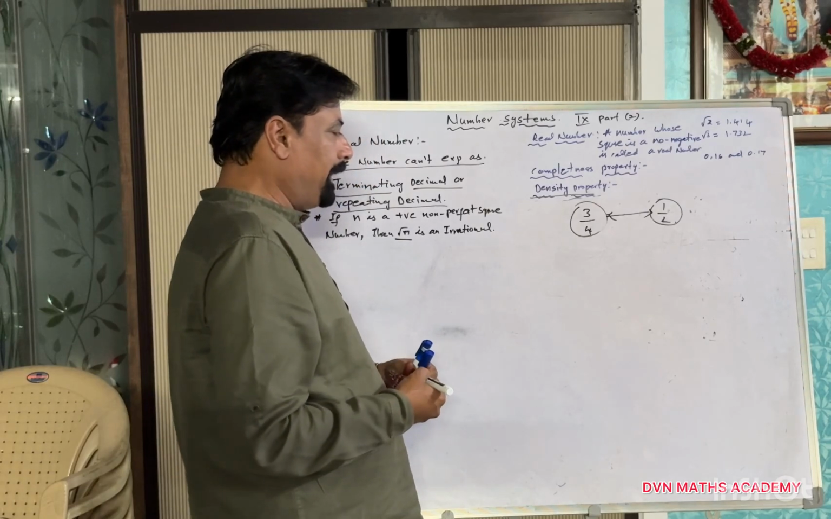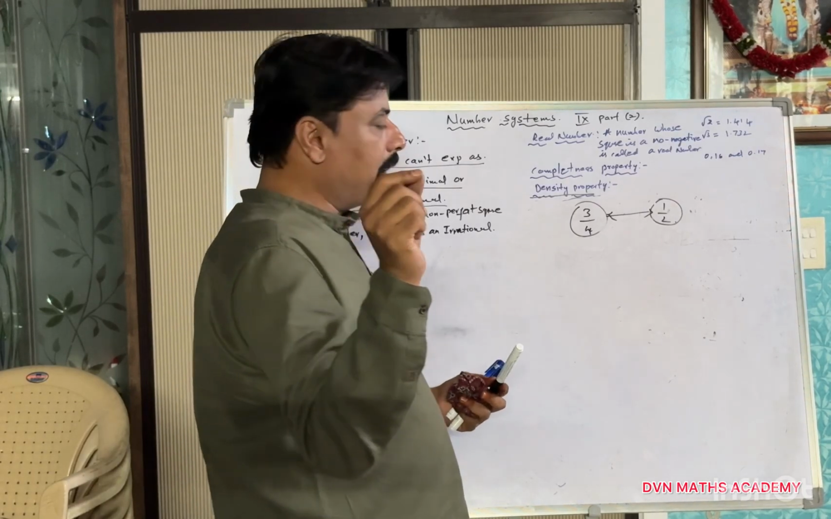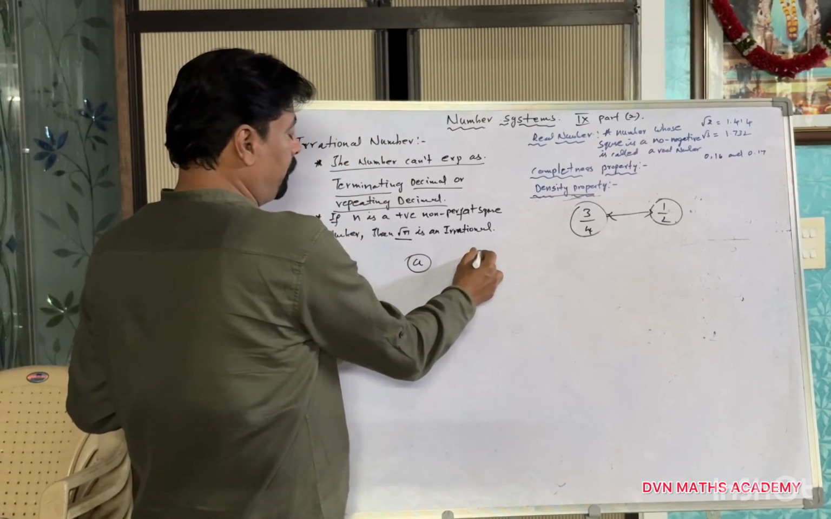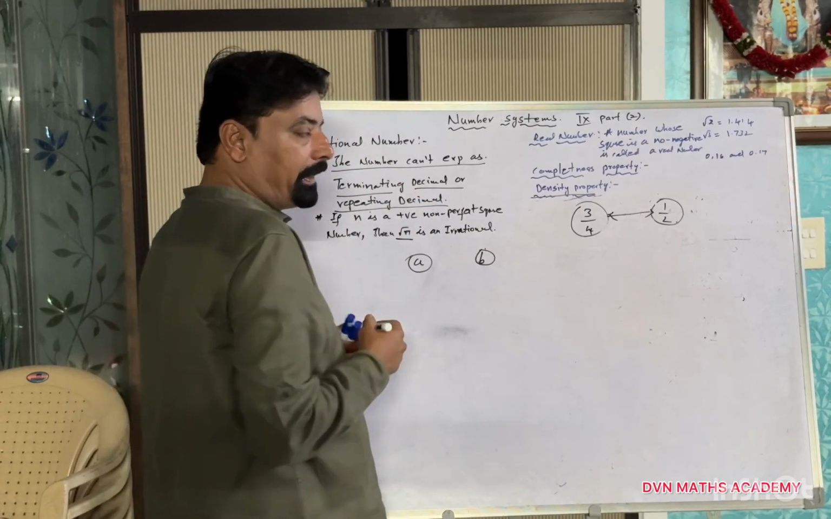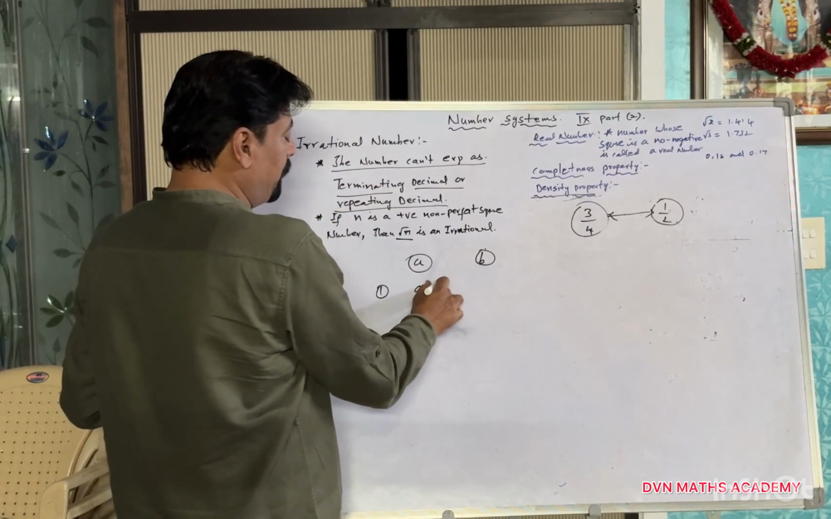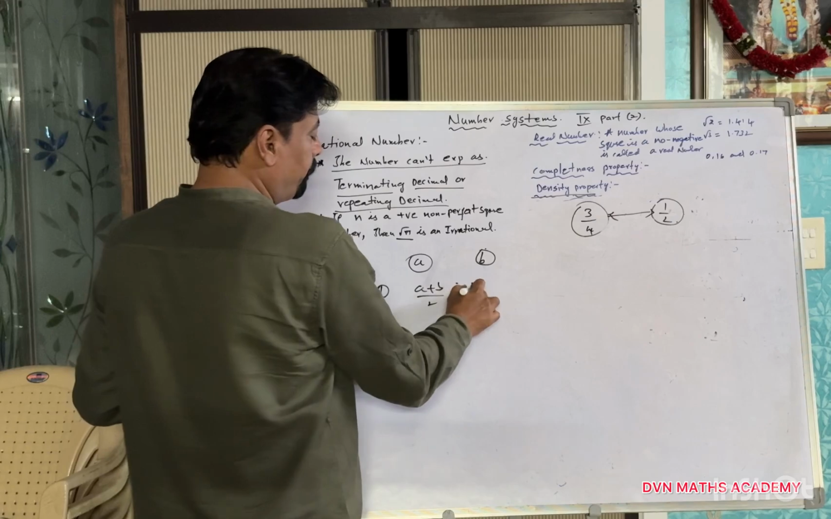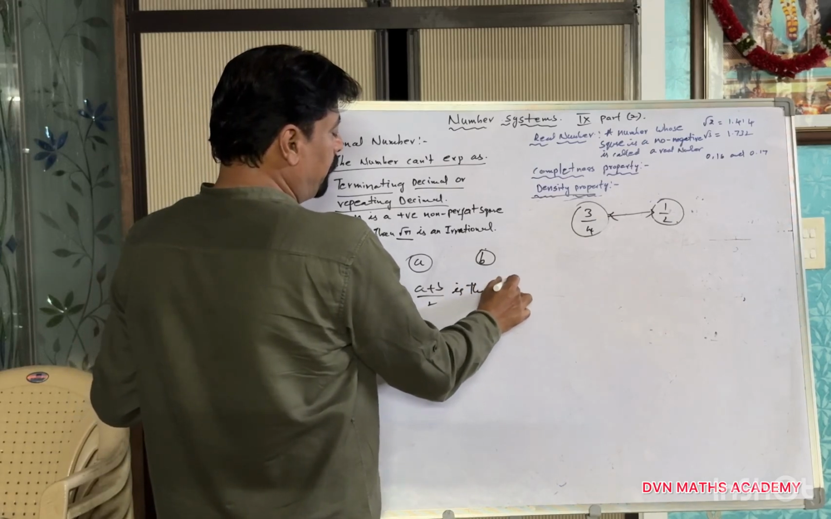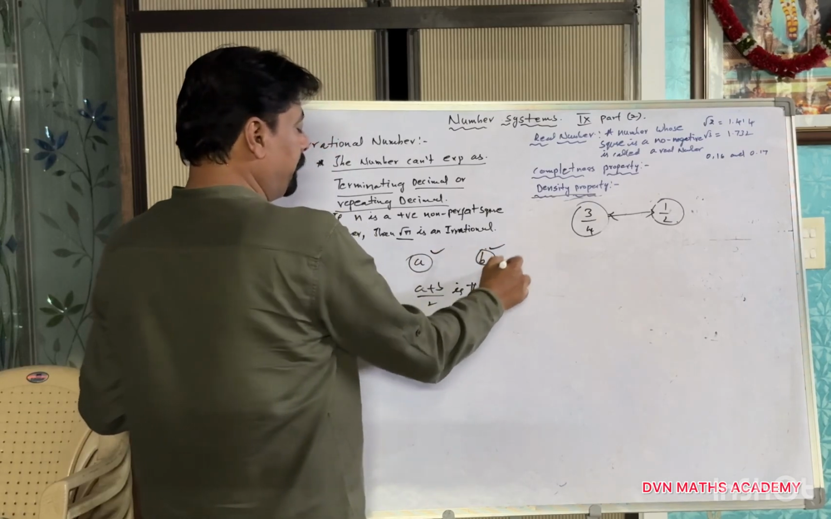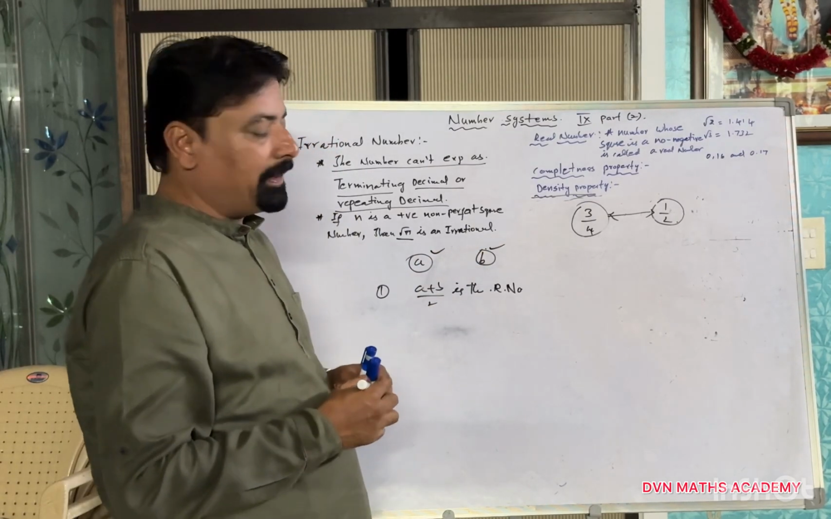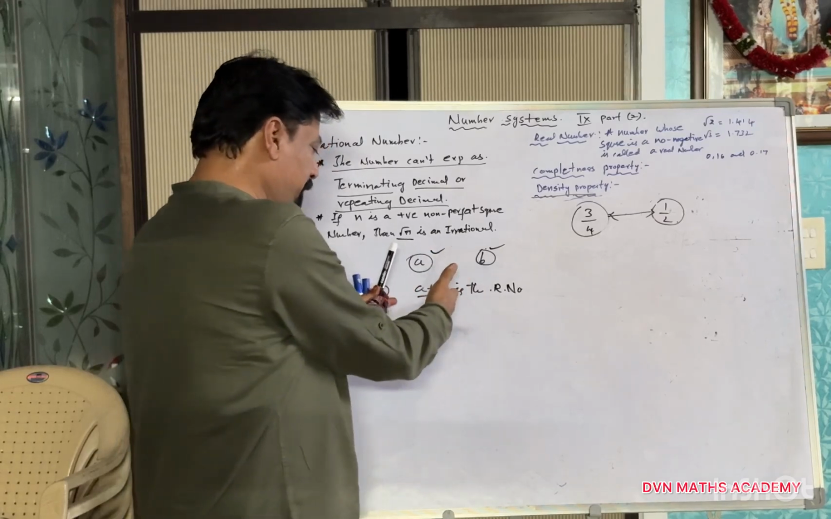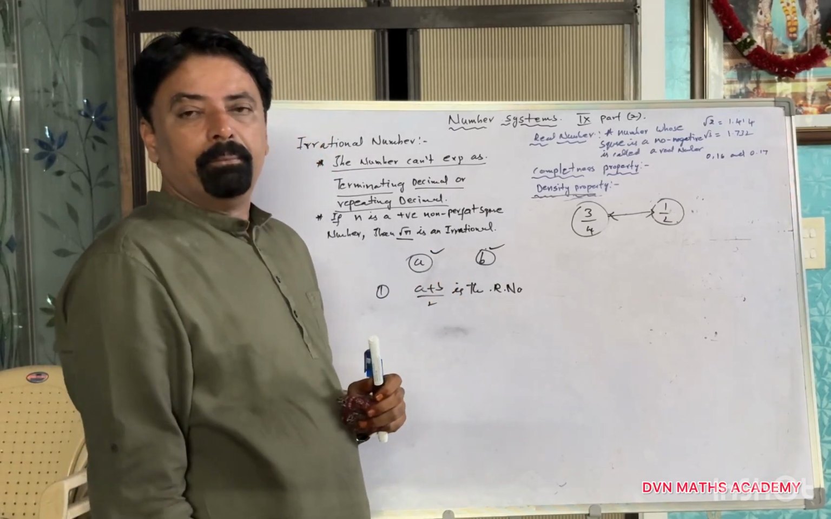There is a simple concept: if a, b are any two numbers, the first concept is that (a plus b) by 2 is the rational number between a and b. (a plus b) by 2 is the rational number between two given rational numbers. This method we can call the mean method.